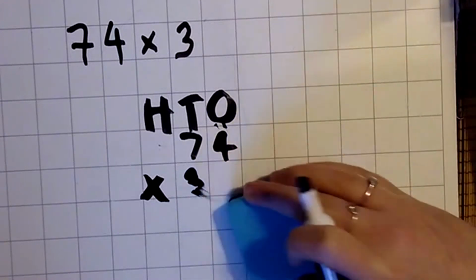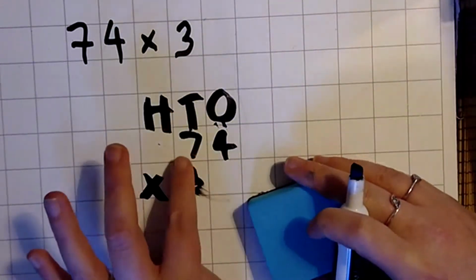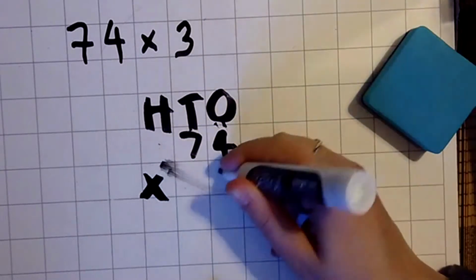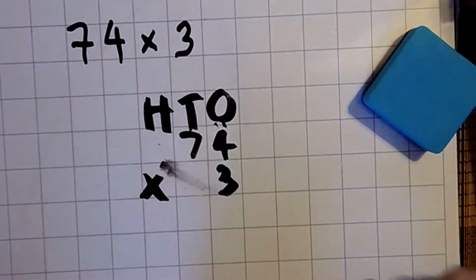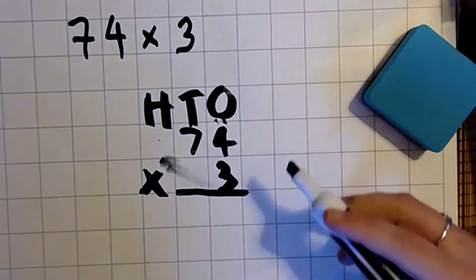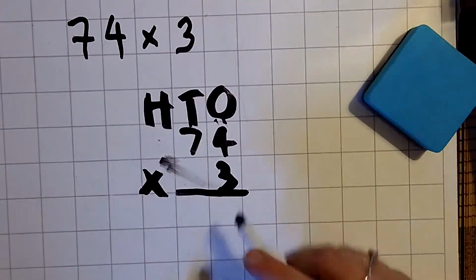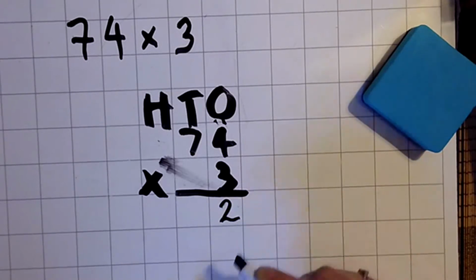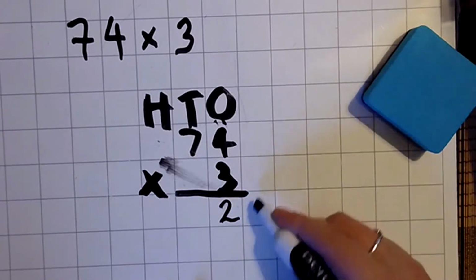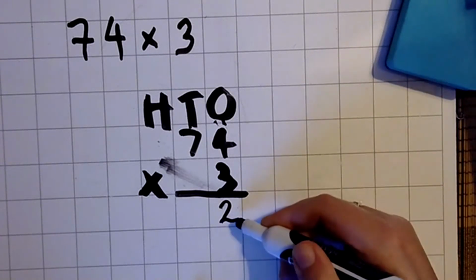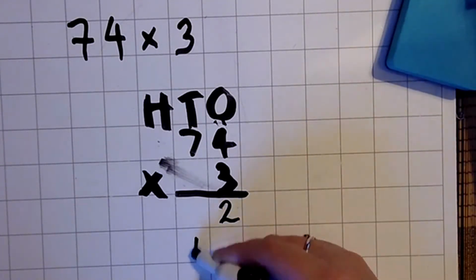No, it doesn't. I'm not multiplying 7 tens by 3 tens. You'll multiply it by 3 ones. You will get to that at some point. So, good old 4 times 3. 4 times 3 is equal to 12. 12 ones, not possible. We split that 12 ones into 2 ones and 1 ten.